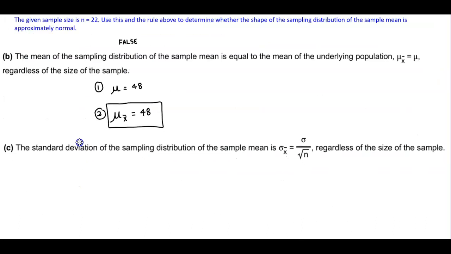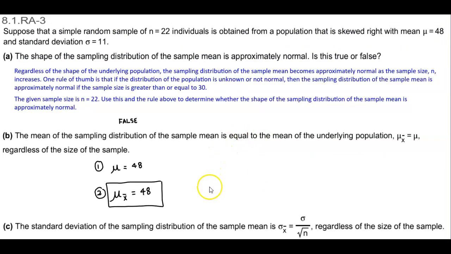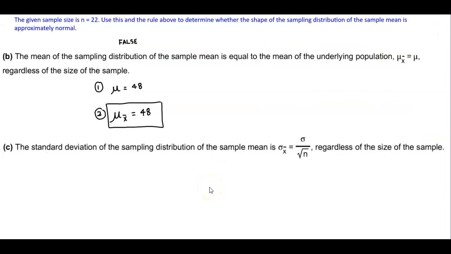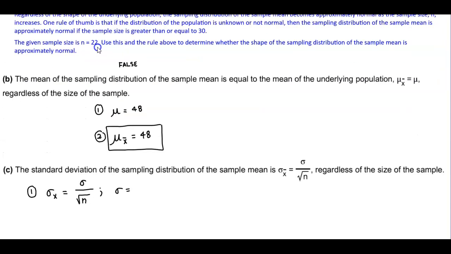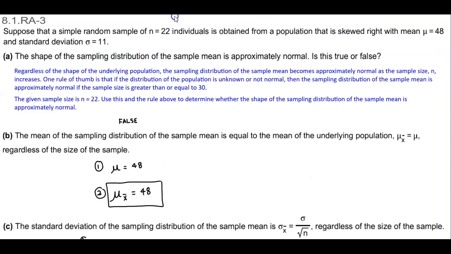Now for Part C, it says the standard deviation of the sampling distribution of the sample mean is the following formula, regardless of the sample. So we want to find the standard deviation of the sample mean: the population standard deviation divided by the square root of the sample size. From the beginning part up here, we know that the standard deviation for the population is 11, and we know that the sample size is 22.